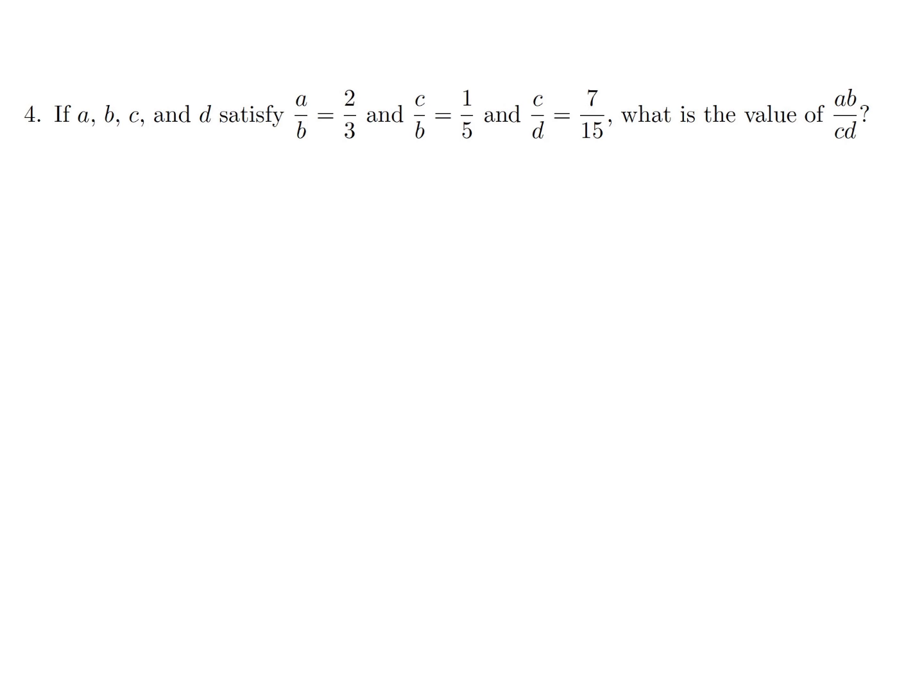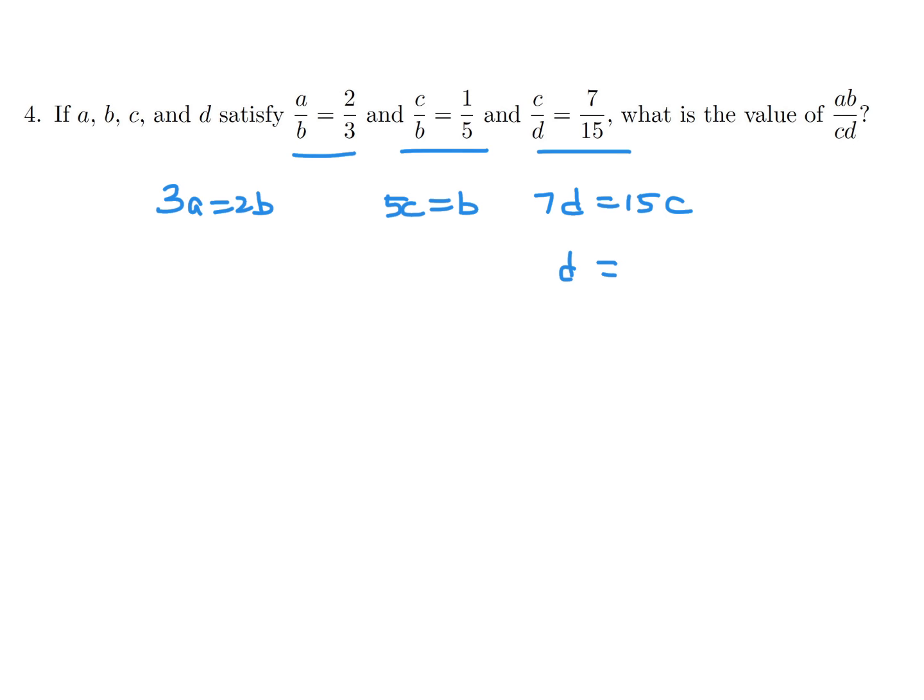If A over B equals 2 over 3, and C over B equals 1 over 5, and C over D equals 7 over 15, what is the value of AB over CD? Okay. All right, so let's see, where do I go with this here? If I cross multiply, I get 3A is equal to 2B from the first one. From the second one, I get 5C is equal to B, and this one gives me 7D is equal to 15C. Correct?